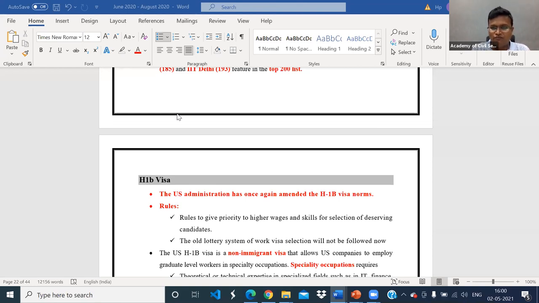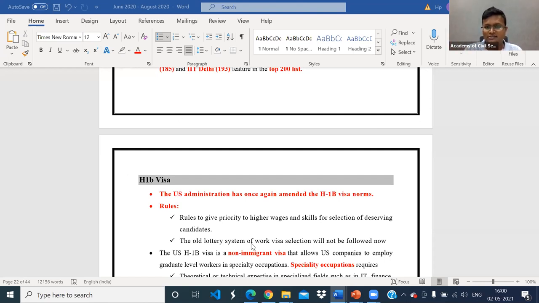Because the US administration once again amended the H-1B visa norms. And many times they increased the fee of the H-1B visa to demotivate the foreigners working in America. Many times they make most of the restrictions. Recently also they made restrictions and rules to give priority to higher wages and skill for selection of deserving candidates. Everybody will not be given; they will be given only to the higher wage and highly skilled people.